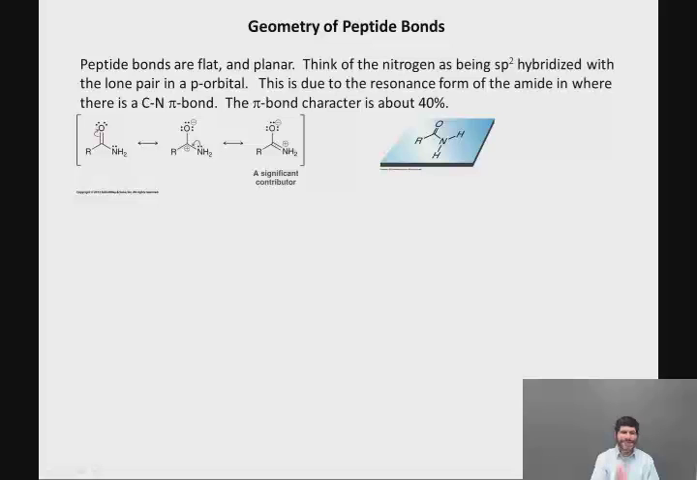Remember back to amides: for amides and esters, there is a second resonance structure that I don't like very much, in which you put a positive charge on the carbon and a negative charge on the oxygen. But for amides, having a lone pair next to the cationic carbon gives us this third resonance structure, in which you have a CN double bond, and that resonance structure is about a 40% contributor to the resonance hybrid. Therefore, the pi bond character here is about 40%.